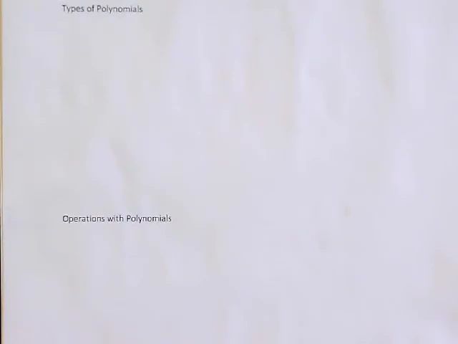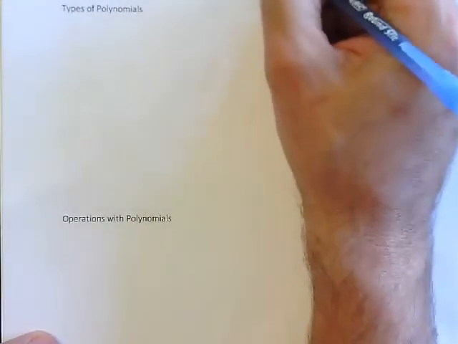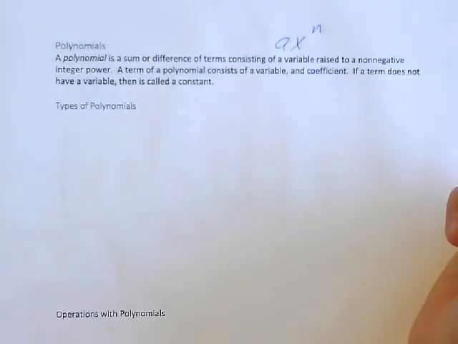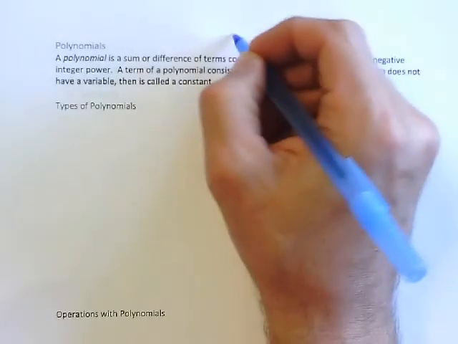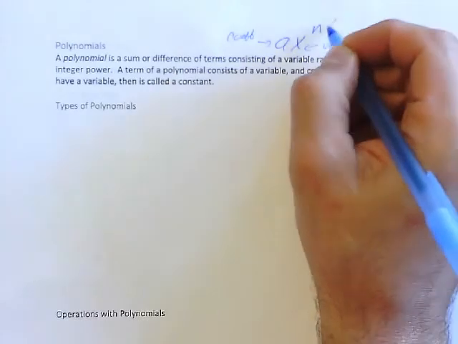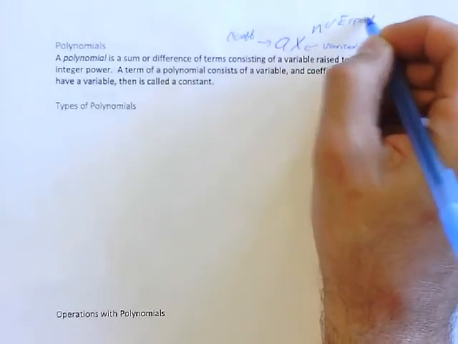All right. So a polynomial is a sum or difference of terms consisting of a variable raised to a non-negative integer power. The term of a polynomial consists of a variable and a coefficient, and typically an exponent as well. If the term does not have a variable, then it's referred to as a constant. So for instance, we're saying ax to the n would be a term. Ax to the n would be a term. A would be the coefficient. This is your variable. There's your exponent.